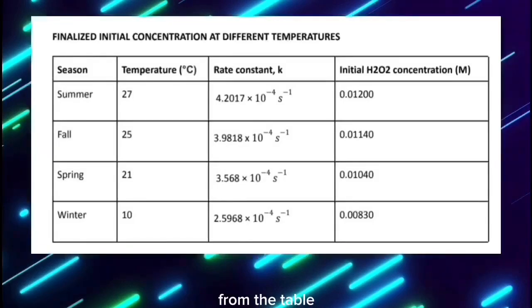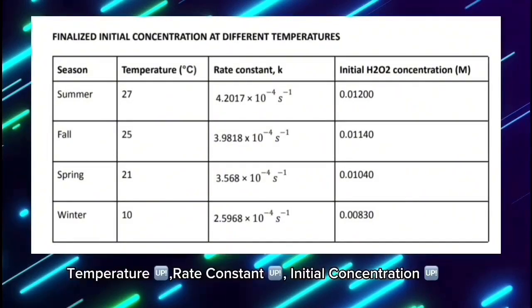From the table, it can be seen that as the temperature increases, the rate constant will also increase. Subsequently, the initial hydrogen peroxide concentration needed increases together with the rate constant.